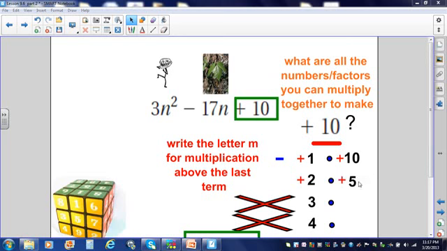Remember, we're doing the same problem as yesterday, but a different way. So, don't touch this middle term. It's like poison ivy. This last term, we're going to write the letter m for multiplication.